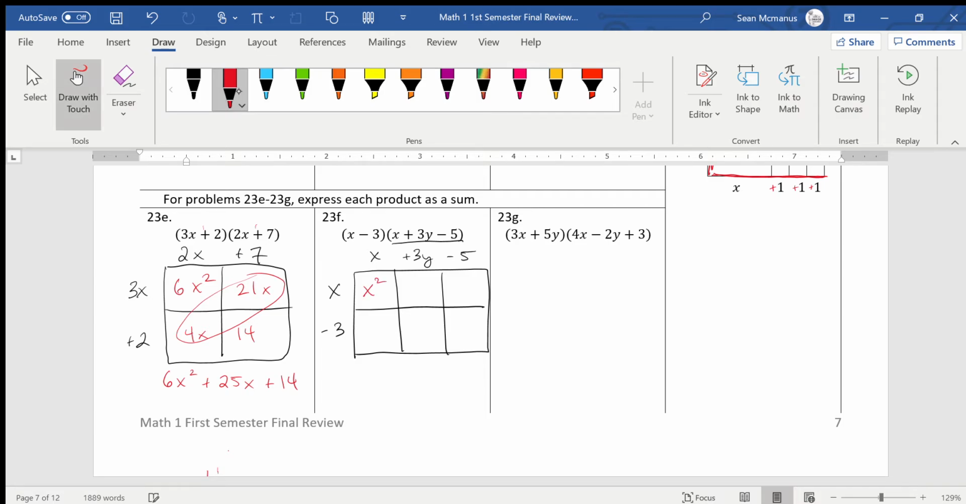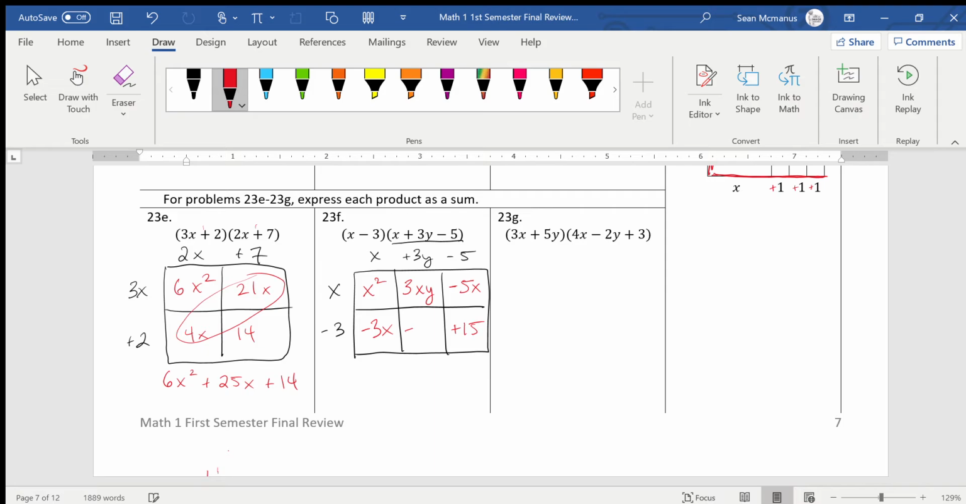I have an x squared here. 3y times x would be 3xy. We really want the variables to be alphabetical, so we have 3 times x times y, so we'll put them this way. Negative 5x. Oh, my pen's acting up a little bit here. Bottom left box, negative 3 times x, pretty easy. Bottom middle, 3y times negative 3. So negative times a positive is a negative 9y. And the bottom right box, negative 3 times negative 5, a negative times a negative is a positive. 3 times 5 is 15.